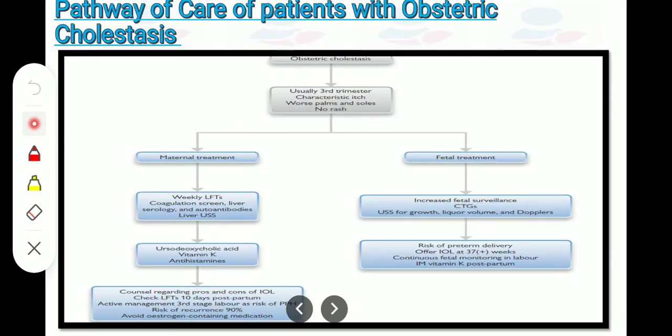Now, coming to the pathway of care of patients with obstetric cholestasis, when a patient comes with obstetric cholestasis, usually in the third trimester, there is characteristic itching, worse on palms and soles, and no rash. So we have to think about maternal treatment and fetal treatment.